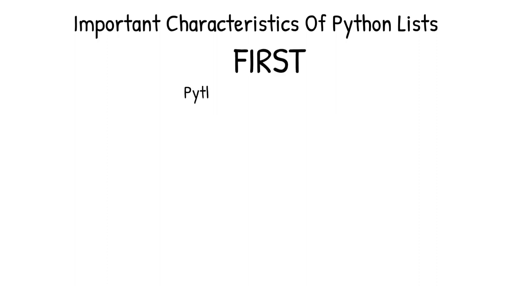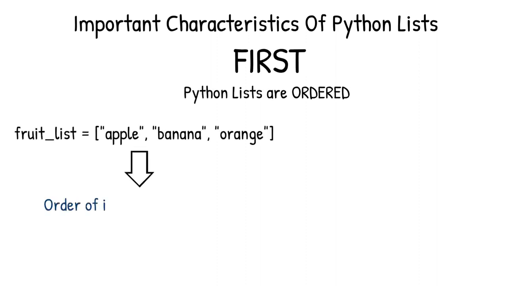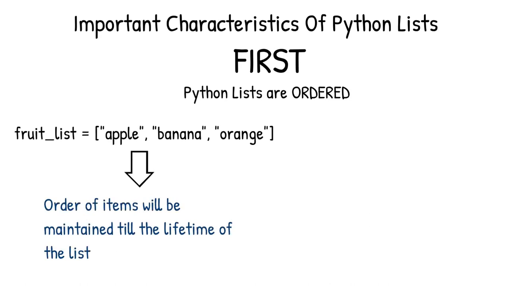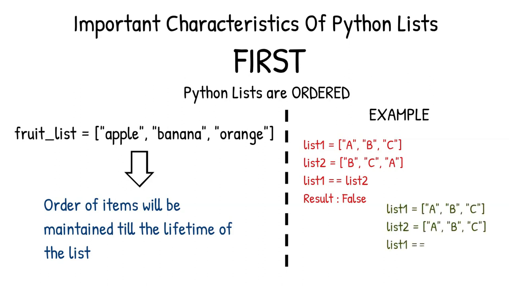First, Python lists are ordered. It means that the order with which a Python list was created will be maintained throughout the lifetime of that list. For example, if we have two lists with the same items, but the orders are different, then the Python interpreter will return false if they are compared with an equal comparison operator. This is because the order of the items is not the same. But if two lists have the same items and in the same order, then it will return true.